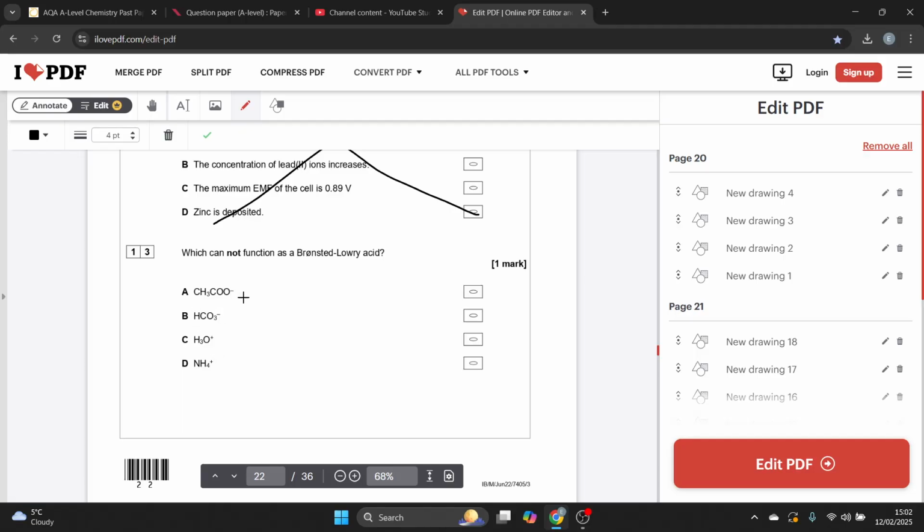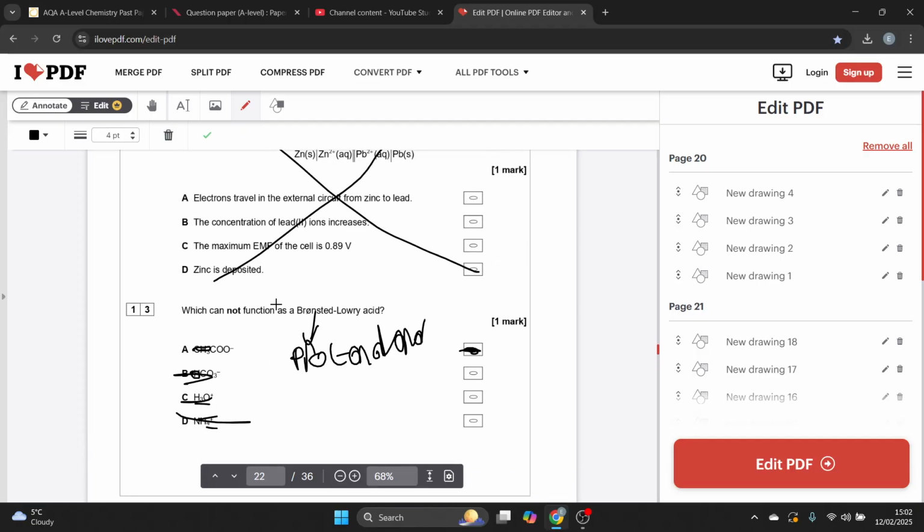A then, because that's not got a proton. It has got a methyl group, but that's not a proton. B, that hasn't got a proton that it can donate. H3O plus definitely has a proton. NH4 plus, yeah, from NH3. Therefore it must be A, CH3CO minus. It wants to accept a proton. It can't donate. It can't be a proton donor.